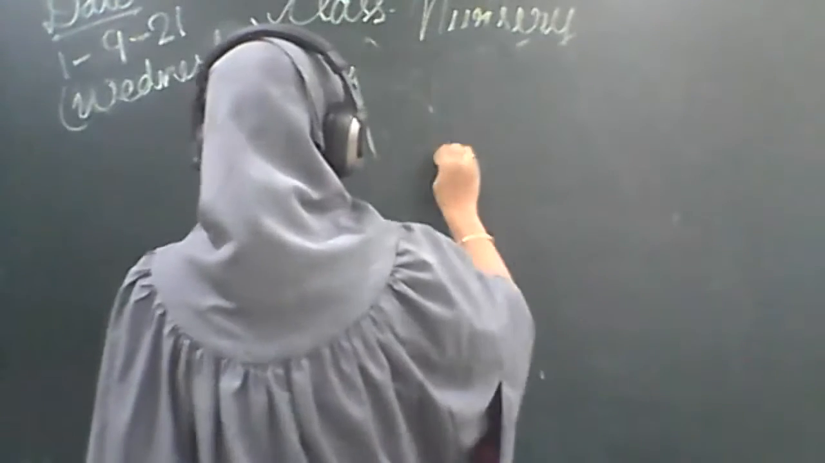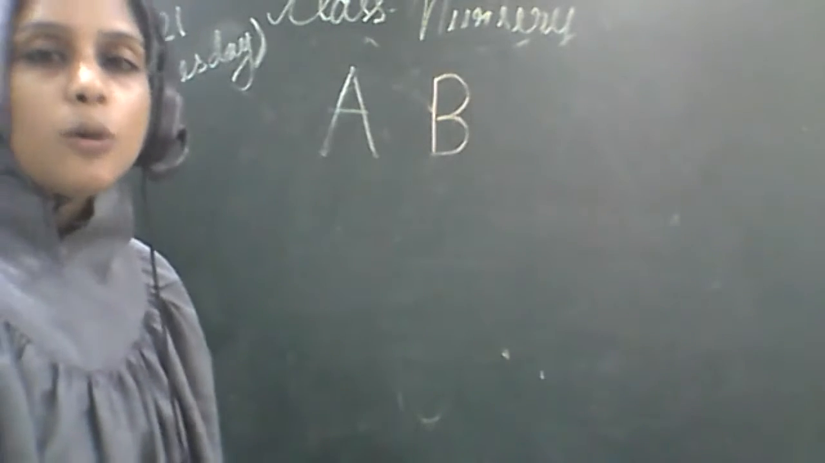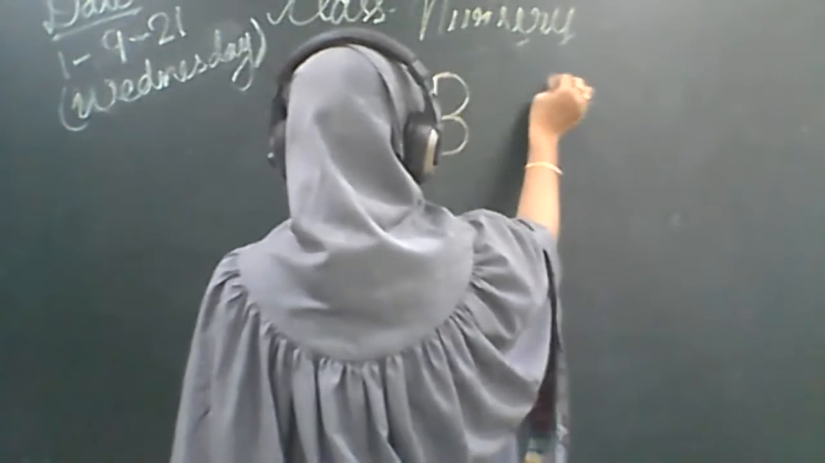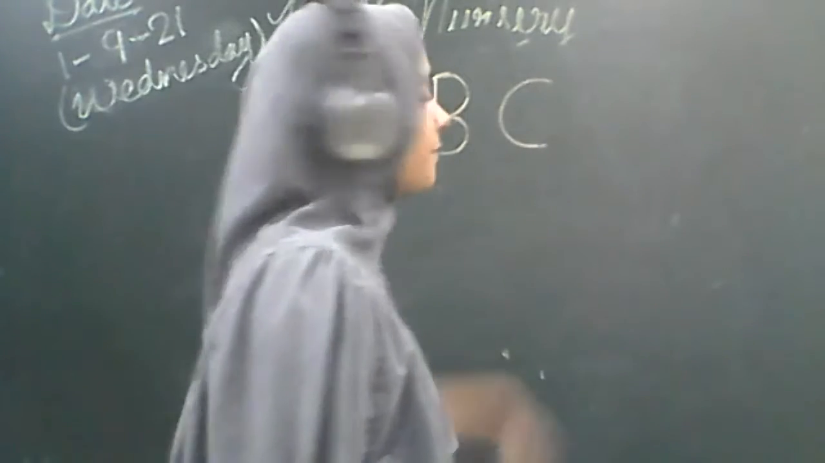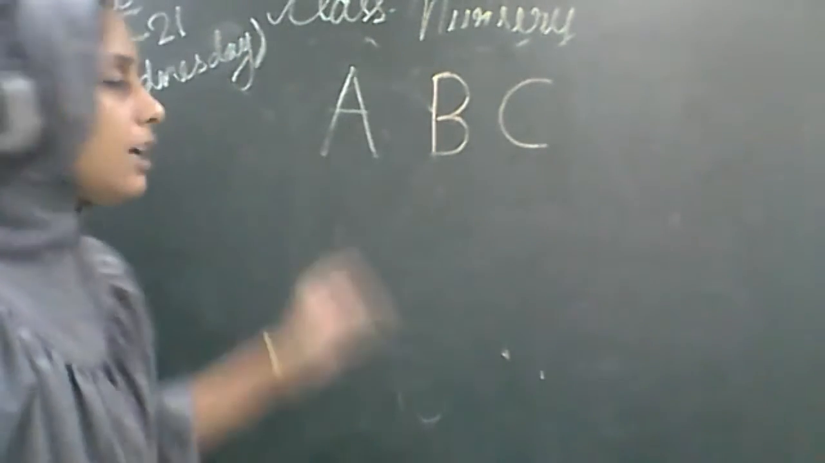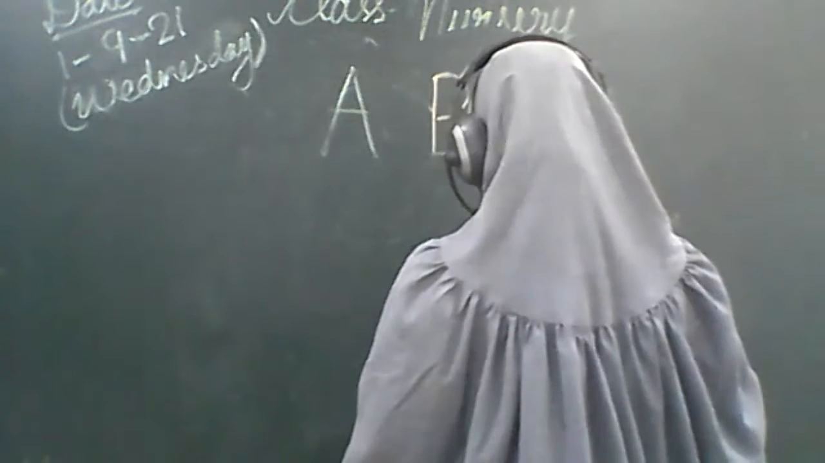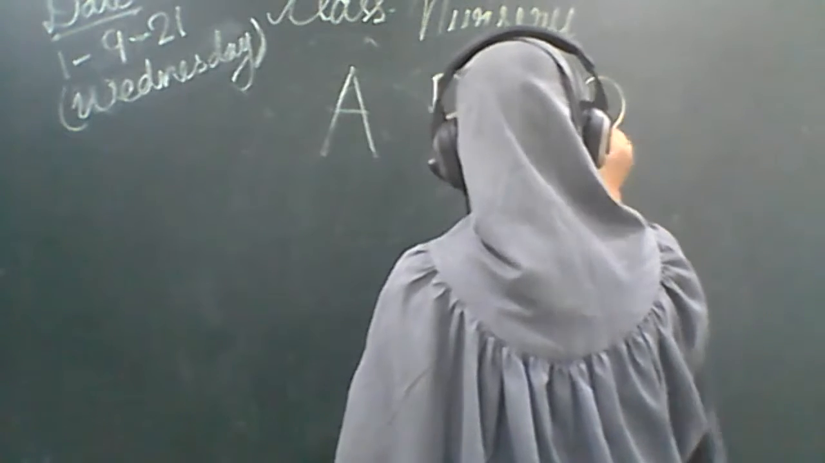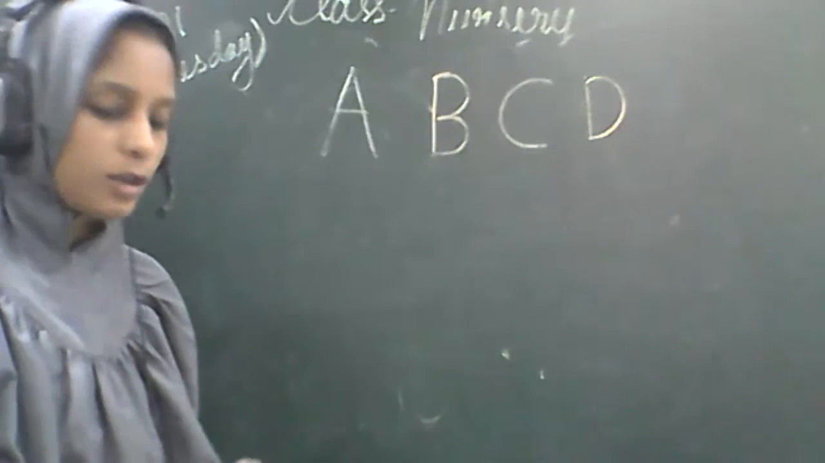Then, after A, B. B, ball. Say everyone. Then after B, C. C, cat. After C, come and say A, B, C. And after C, D. D, dog. D, doll.